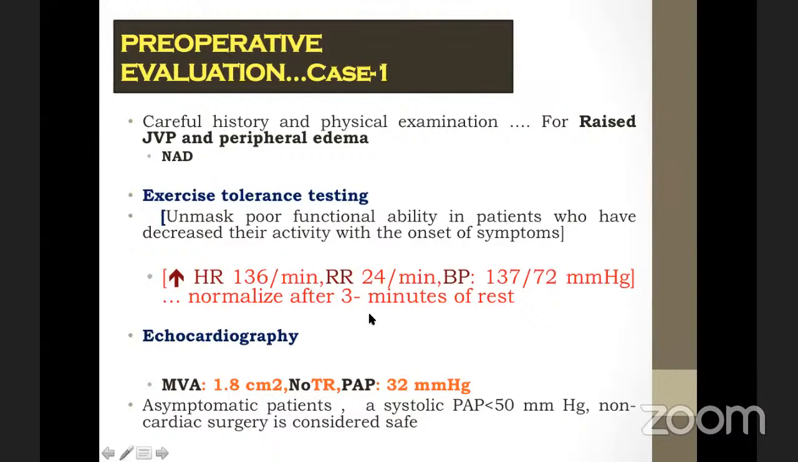everything normalized 3 minutes after rest, and heart rate remains regular. The PA pressure was again 32 millimeter mercury. The mitral valve area is 1.8 centimeter square. Again mild stenosis, there is no TR. And so again, anesthesia risk is not very high in this case, because there is not much change.